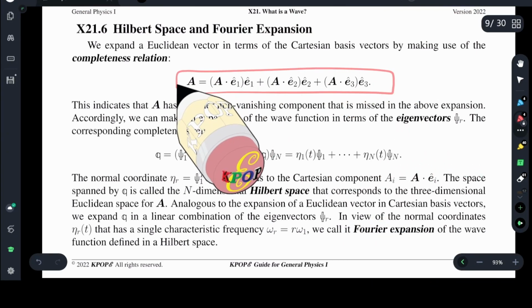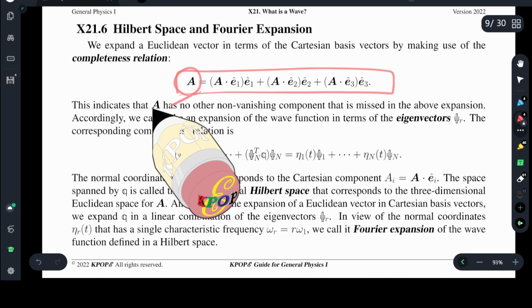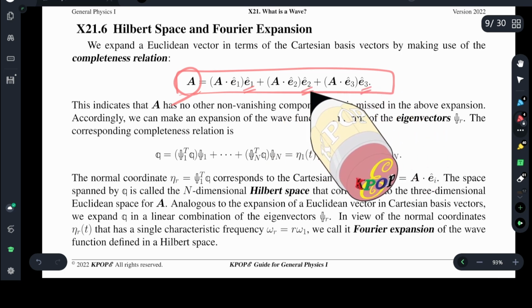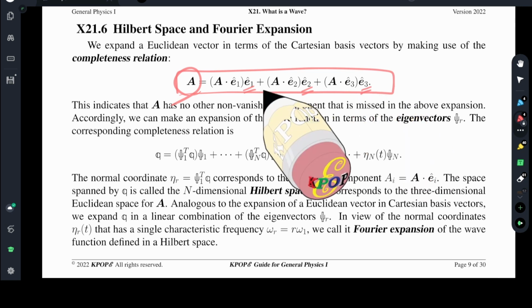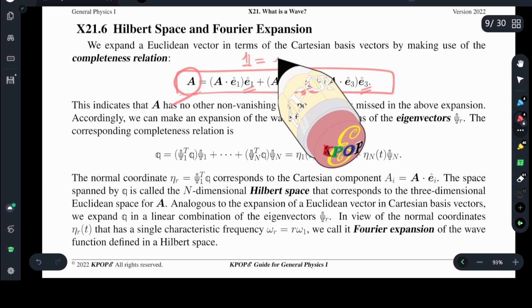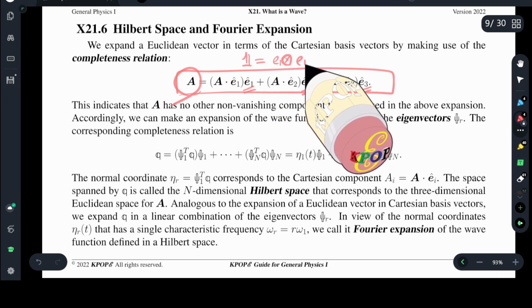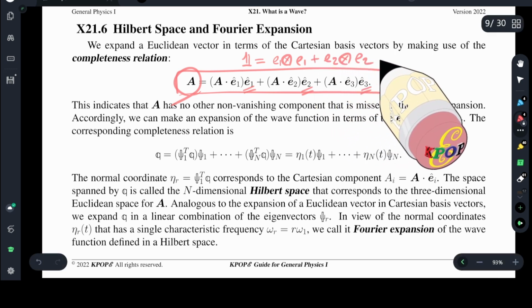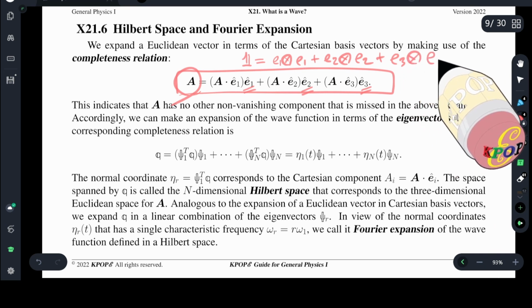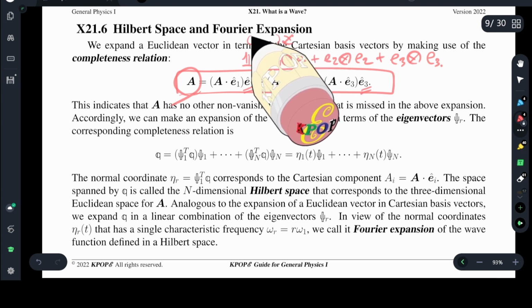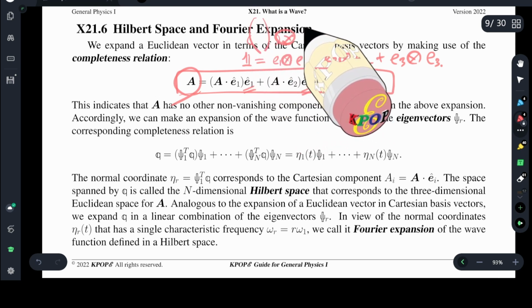When we expressed a vector in a Euclidean space in 3 dimensions, we introduced Cartesian basis vectors and used these vectors. We expanded that. So this is equivalent to the fact that the identity operator is E1 cross E1, that is a direct product, E2 cross E2, and E3 cross E3. In the matrix form, it is a row vector, column vector, row vector.